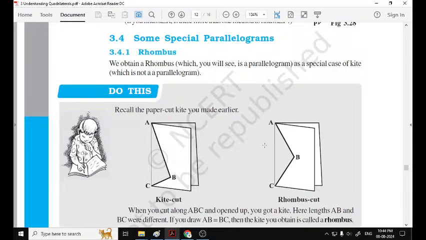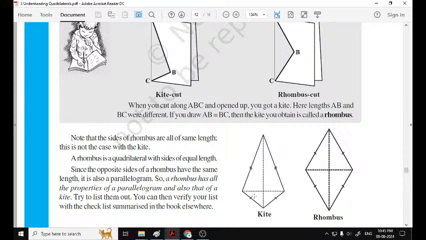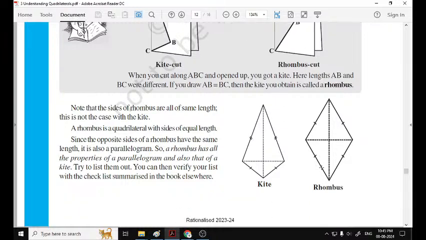Some special parallelograms. First one is a rhombus. We obtain a rhombus, which you will see is a parallelogram, as a special case of kite. Kite is a quadrilateral where diagonals are perpendicular to each other. So by pre-consideration, rhombus can be considered as kite, but we can prove with the help of its properties that it is not a kite, it is a parallelogram.